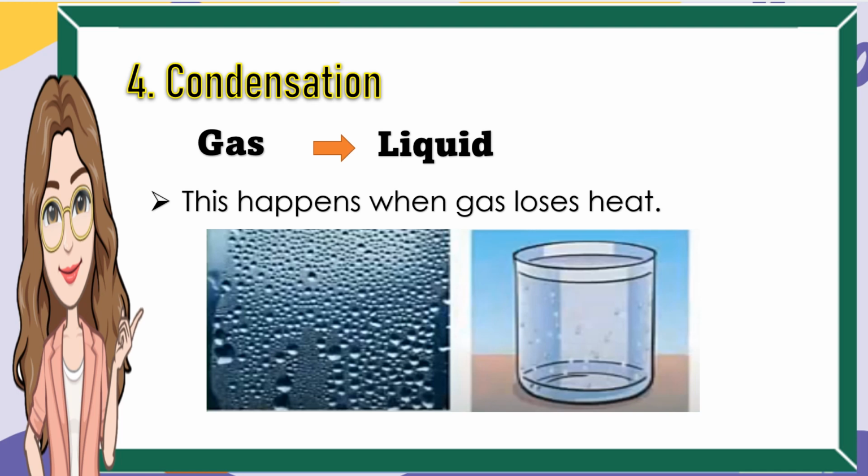Another example is observed on an icy cold water glass. The droplets of water on the glass are the indication that condensation happens between the water vapor and the cold temperature released by the icy cold water glass.